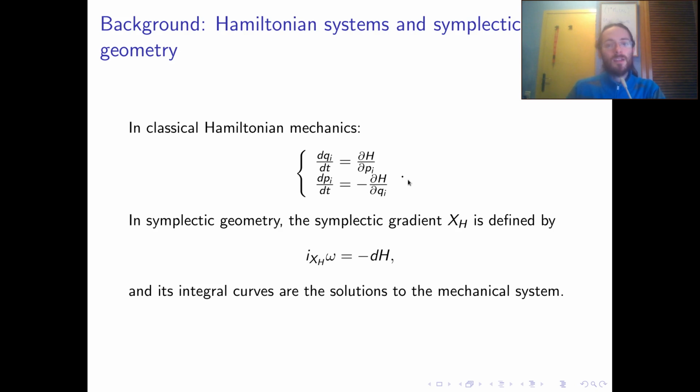The thing is that this system of equations can be readily generalized to manifolds by means of symplectic geometry, and the construction is what I usually call the symplectic gradient, although this notation is not universal. It has the same principle as the gradient in Riemannian geometry, where we are given a function and from this function we get a vector field. The symplectic gradient is the unique vector field that is given by this expression here.